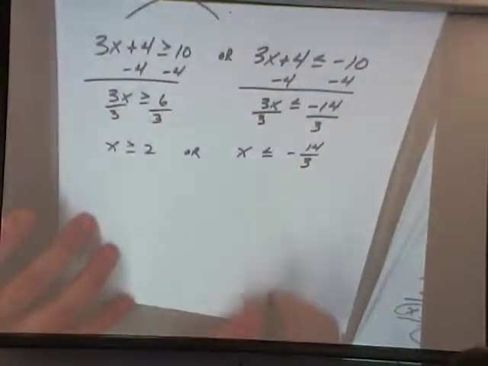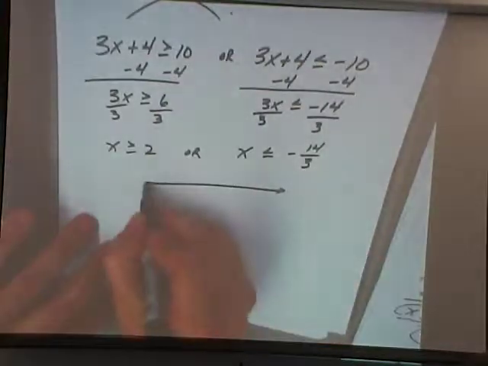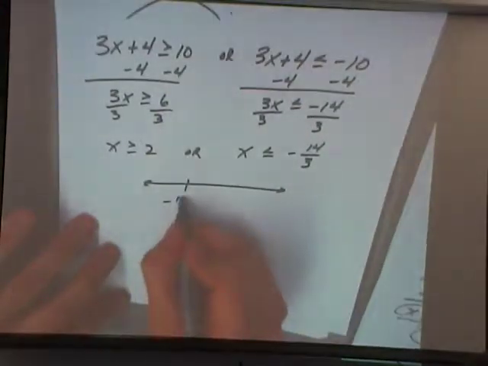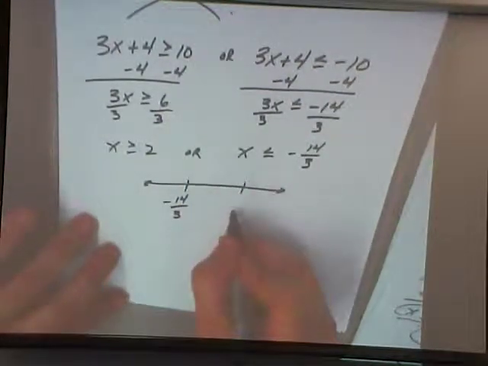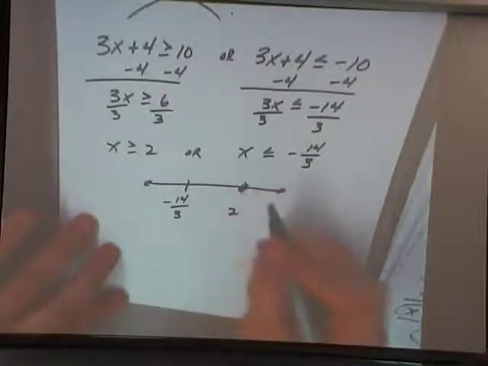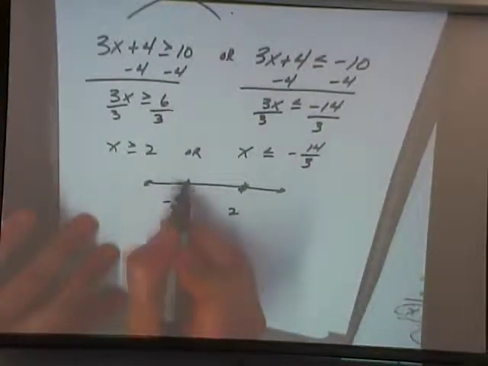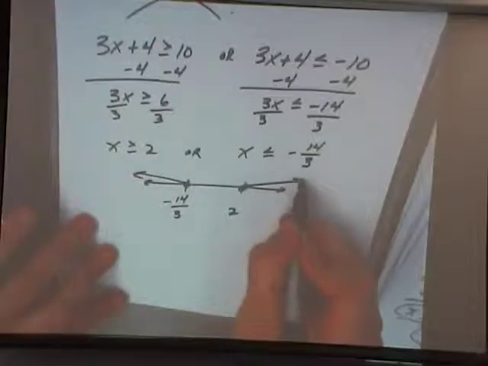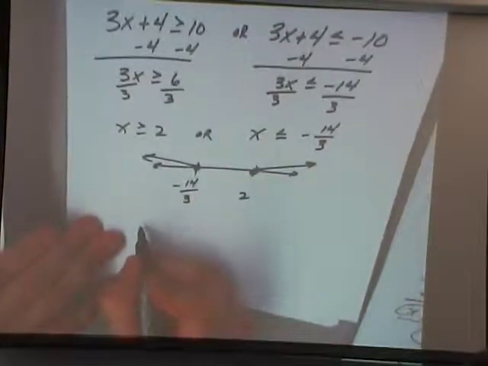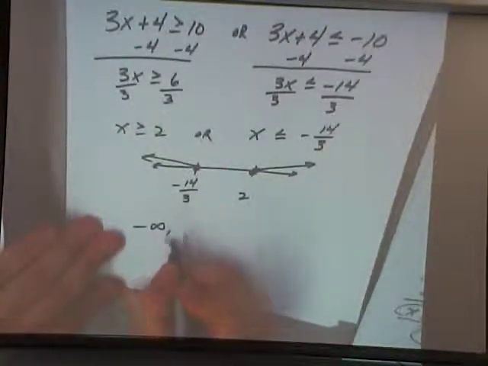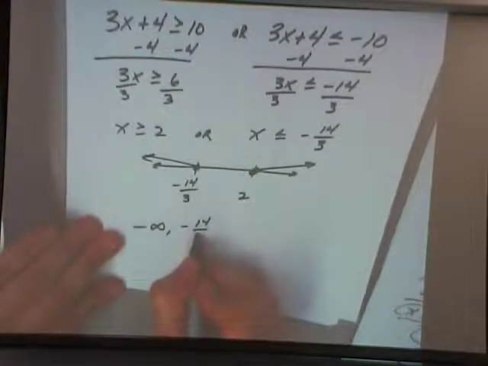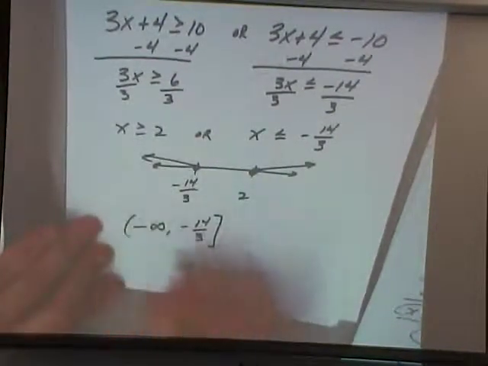It's or, so I need all the solutions. Closed circles. And of course, interval notation, negative infinity up to negative 14 thirds, including that.